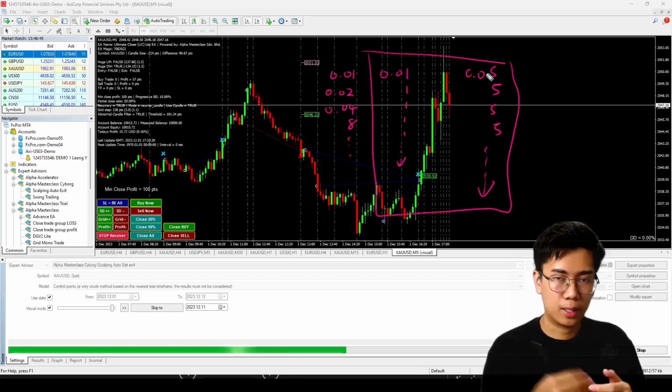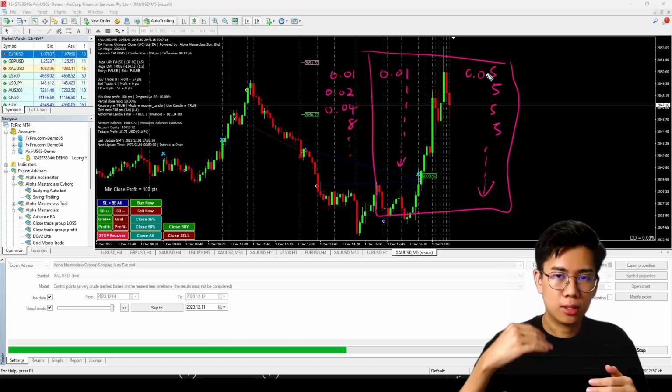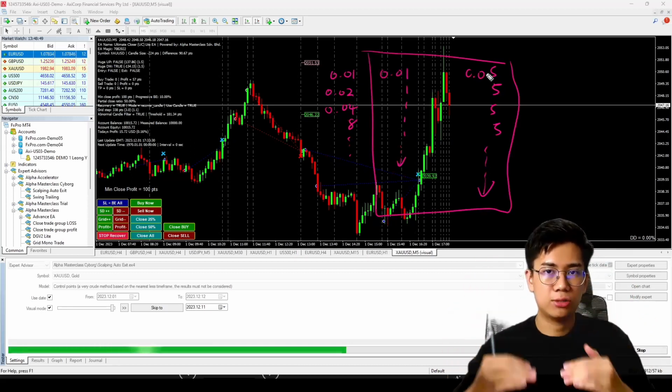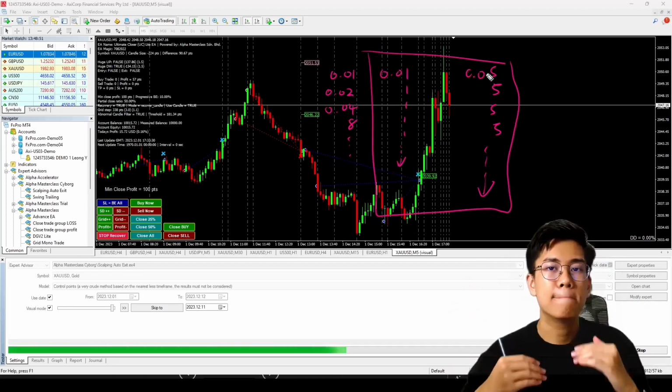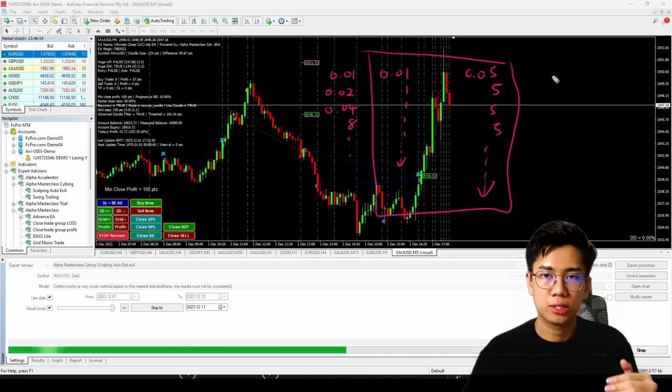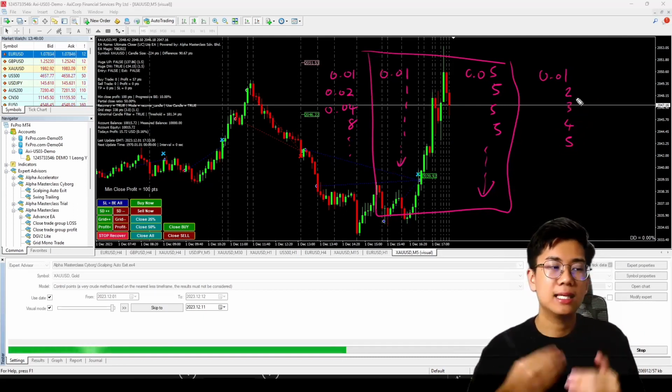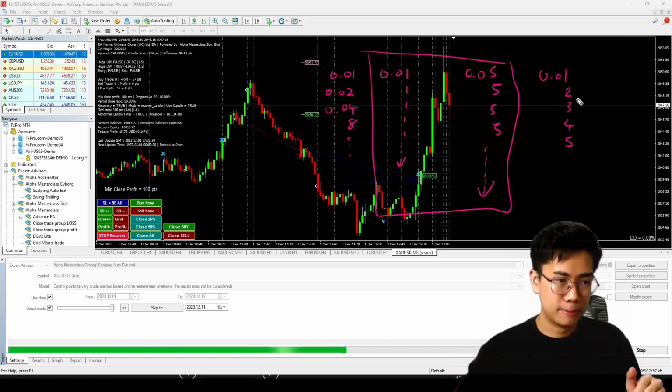Increasing the lot size is also good, because by increasing the lot size, you drag down the average entry even further, which means much faster recovery. So the best way to do this is 0.01, 0.02, 0.03, 0.04, 0.05, meaning that you increase linearly, bit by bit, bit by bit.